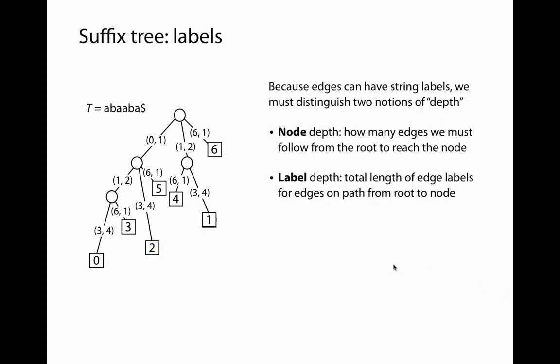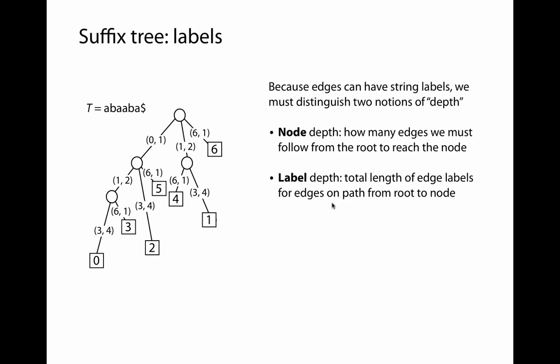Also, unlike the suffix trie, where the labels on the edges were all characters, now we can have string labels on the edges. And so it's important for us now to distinguish between two different notions of depth into the tree. One notion of depth is node depth, which basically means how many edges we have to follow from the root to reach that node. So let's take a simple example. Let's take this node here. This node has a node depth of 1. We have to follow one edge to get to this node.